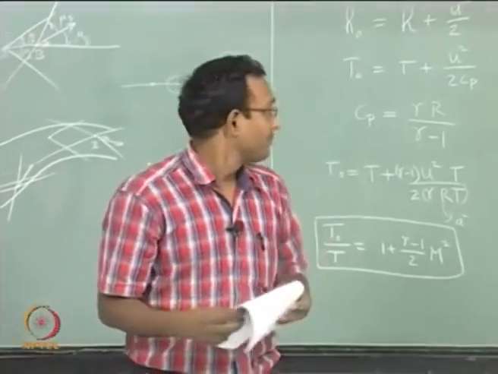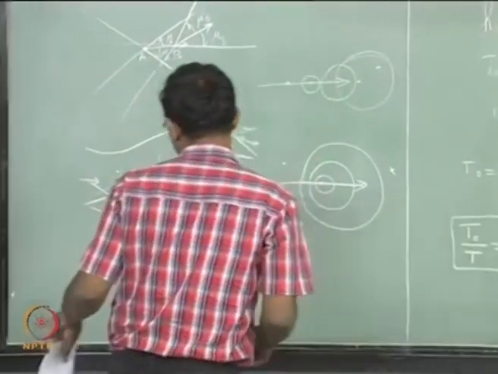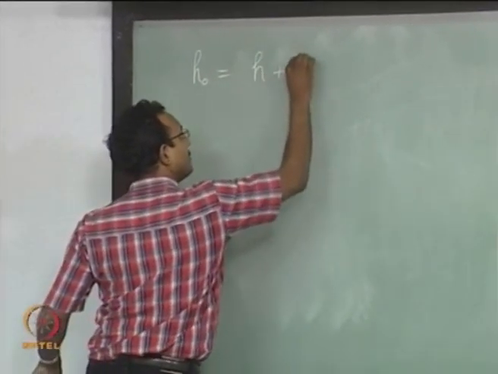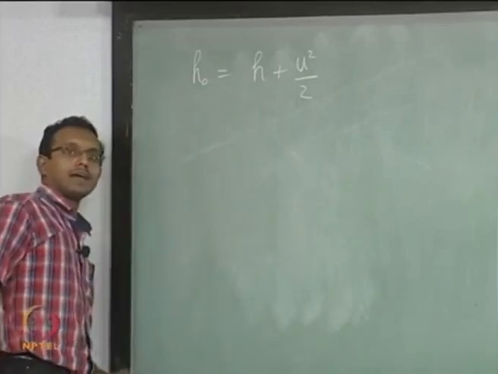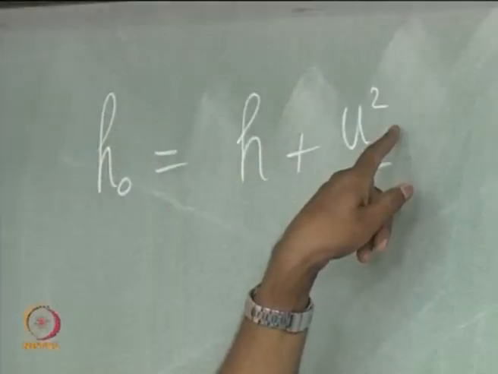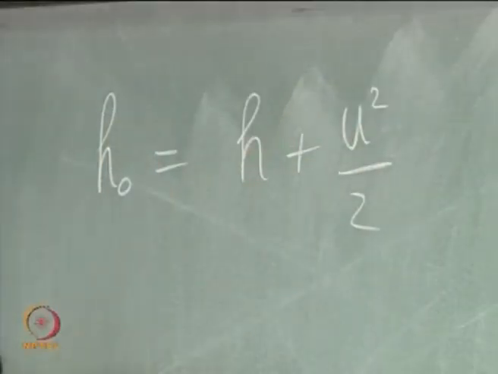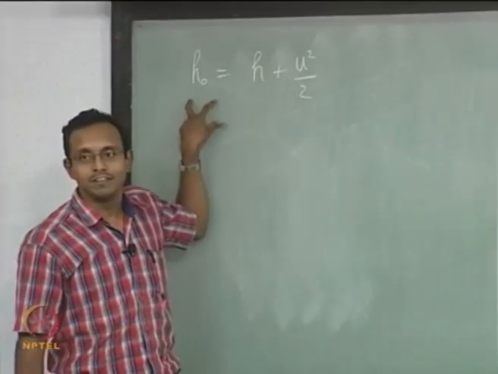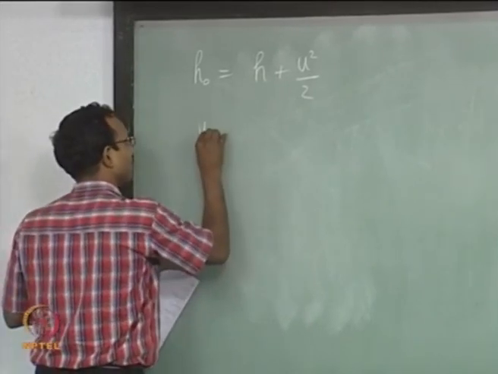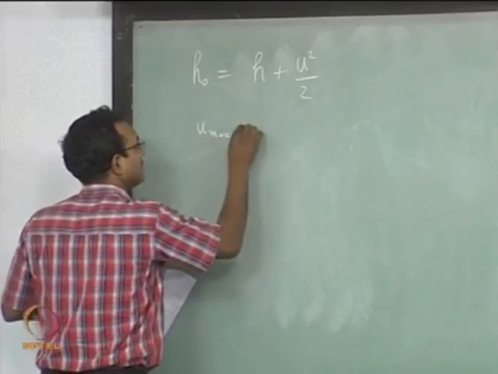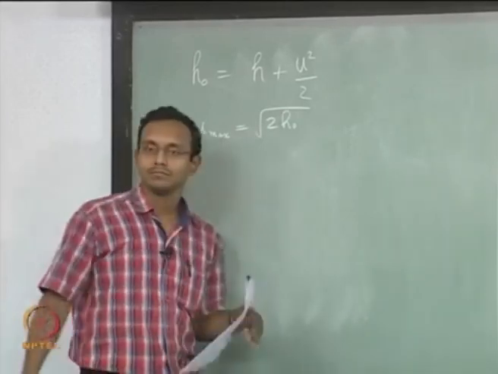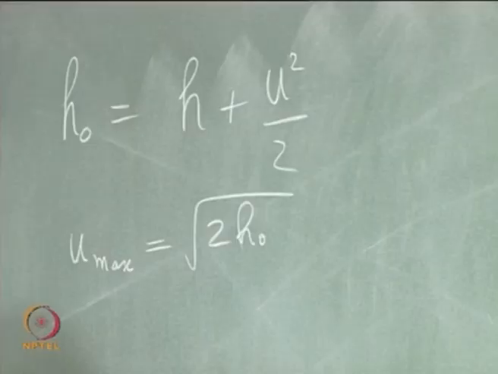Now, there is one more special thing we can look at based on this expression. I am going to pick this H naught equal to H plus U square by 2, and I want to say what if I take all the energy and put it into kinetic energy. That is the maximum energy ever possible for the fluid to achieve with the given total enthalpy, given total energy. So it is going to come to U max is equal to square root of 2 H naught. Okay, guys comfortable with that?